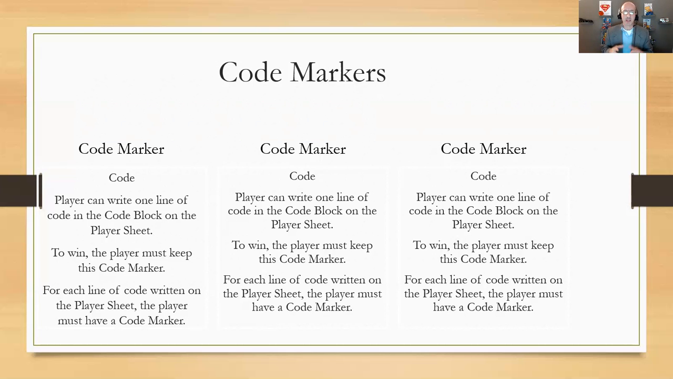And what that's going to do, it says the player can write one line of code in the code block on the player sheet. And at the end of the game, we'll talk about having to match as many code markers as there are lines of code on the player sheet. Without matching them line by line, one by one, we're not going to know if they may have cheated, meaning that they have more lines of code written down than they actually have code markers. And that's not what we want. We actually want to be able to verify that they collected enough code markers to write the code on their player sheet.